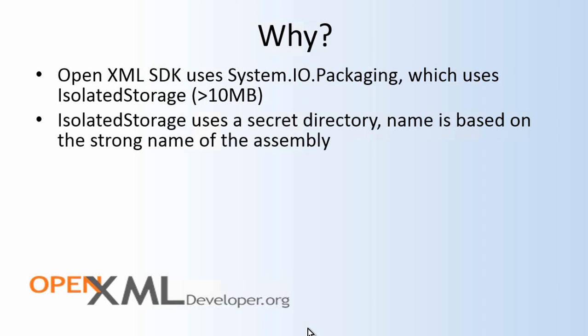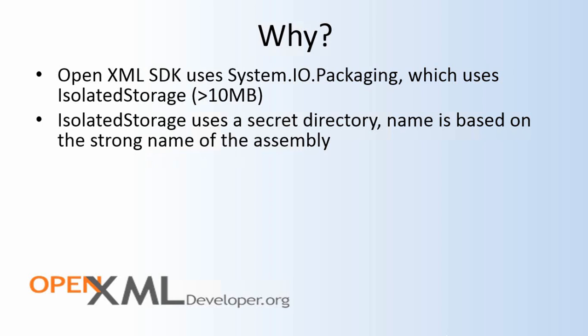The name of this secret directory is unique to the strong name of the assembly that is using system.io.packaging. In other words, it's also unique to the strong name of the assembly or of the exe that is using the Open XML SDK. If you make a multi-threaded application, then both of these threads are going to be using this same secret directory in isolated storage. And what happens is that this then causes a conflict.